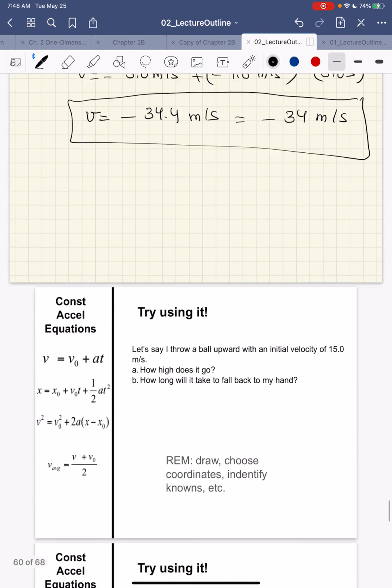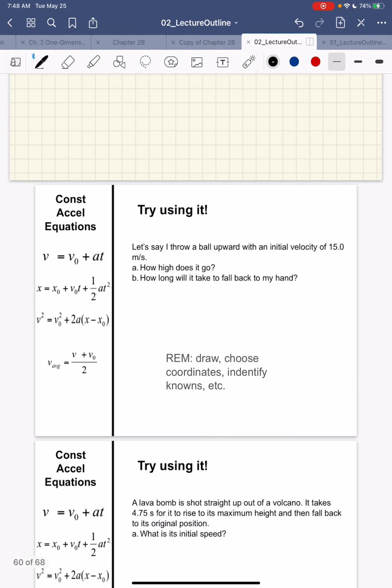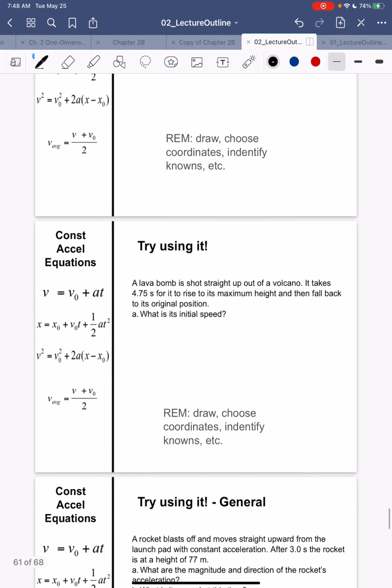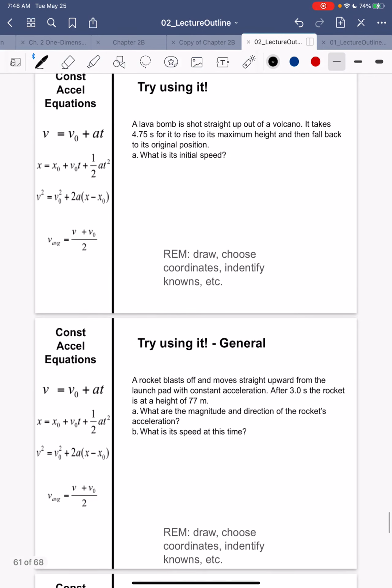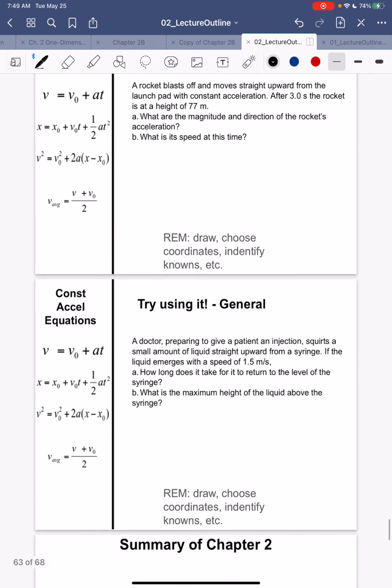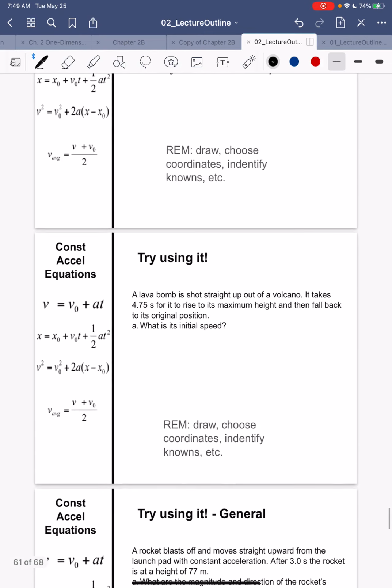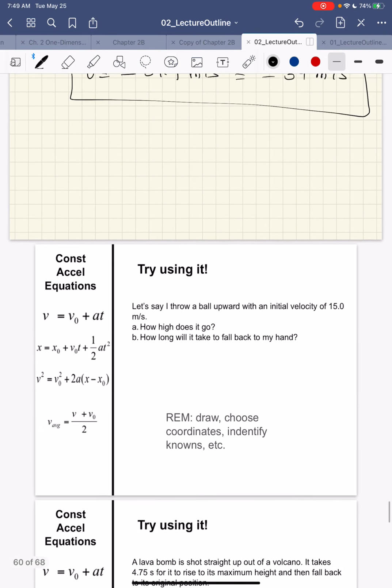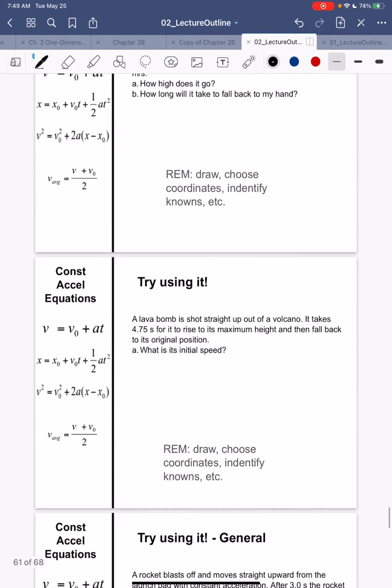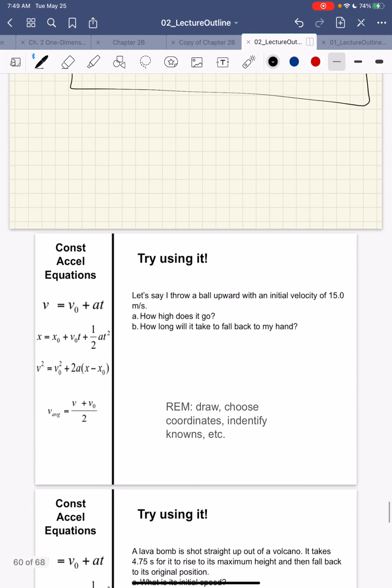One more problem. I'm going to do one more, because I will leave these for you to attempt, and if you have any questions, let me know. I'm going to solve one more, which is this one here.